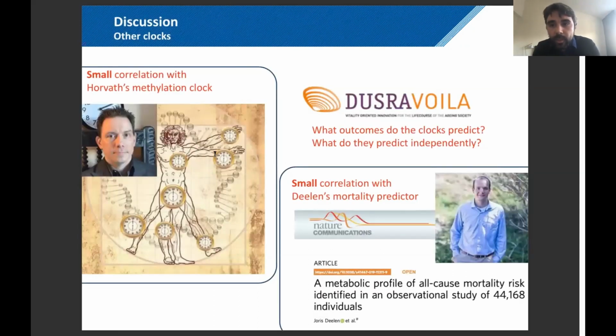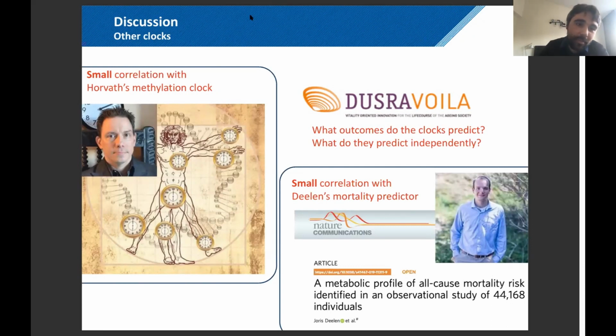Now there is of course a lot of interest in different outcome predictors. As I already said, this work is heavily inspired by Steve Horvath's work. So he built a methylation clock. Now we are also looking into different cohorts in which we can actually evaluate the methylation clock, where you predict age using methylation data, and where you predict age using metabolomics data. And what we see is that there's a small correlation.